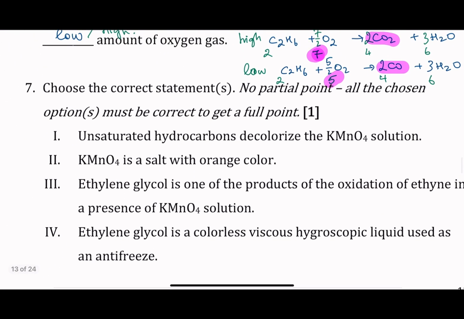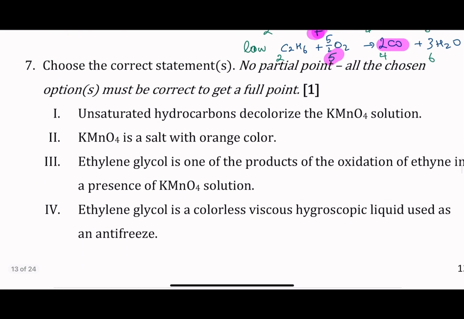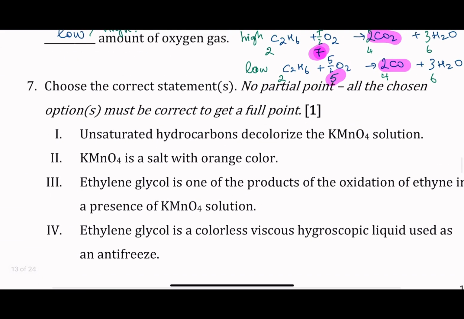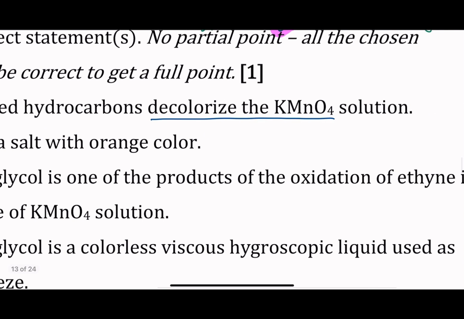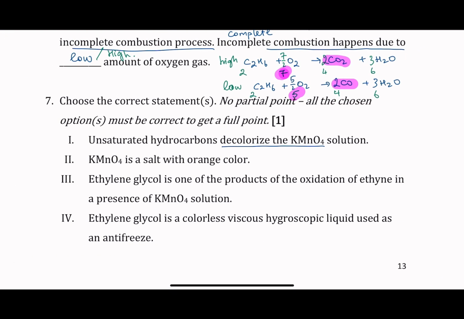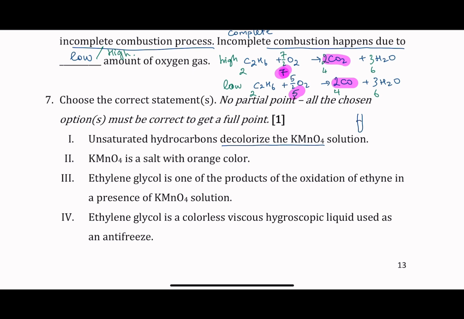Now question 7. We did change it for the B version, so I'm going to show it in the next one. So choose the correct statements. It says unsaturated hydrocarbons decolorize the potassium permanganate solution. Even in our lab, if you guys remember, inside we had a purple solution, and I put the pipe inside of the solution, and it turned from purple into either colorless or light orange color. So it did change, and it happened due to unsaturated hydrocarbons.